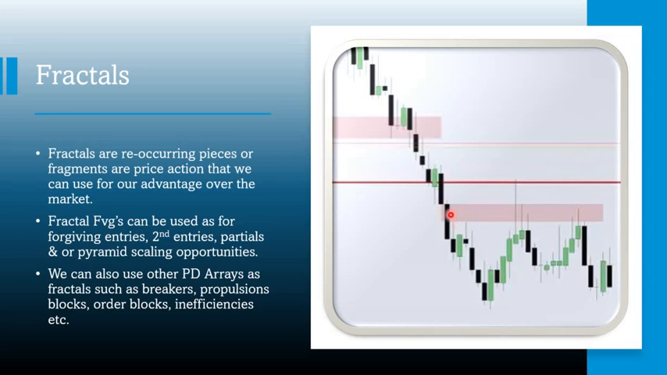This is known as a fractal. This is a second fair value gap entry. If you miss this entry, this is a forgiving entry right here because you missed this entry here. So the market algorithm gives you that opportunity to get back into the market, put on a trade, and benefit from it. Why? Because price needs to grab the liquidity in this inefficiency.